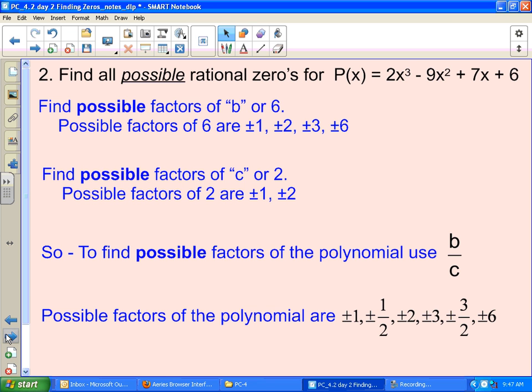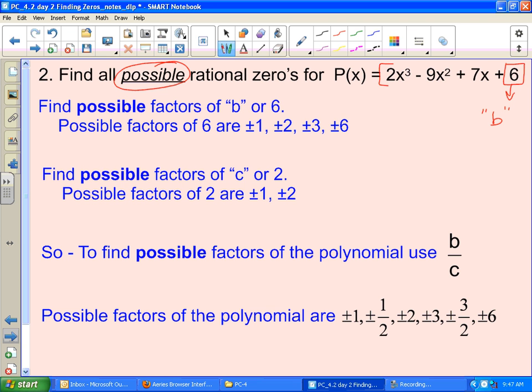Mighty fine pencil. All right, so notice it's possible. That doesn't mean they are all going to work. These are possible rational zeros. So we have 2x cubed minus 9x squared plus 7x plus 6, and here is what we did. We looked at the factors. Again, remember that the constant is where I'm finding my b factors, and the lead is where I'm finding my c factors. So I look at factors of 6, and notice they're all plus or minus.